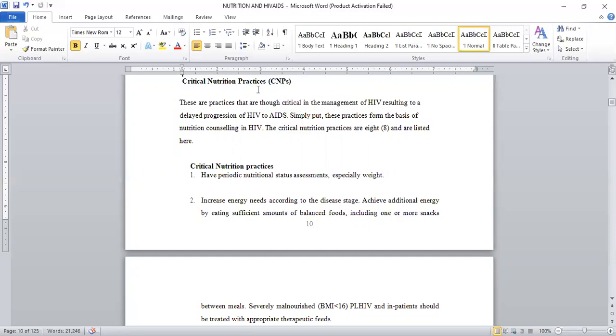You must talk to your client about these CNPs. There are 8 of them. The critical nutrition practices are 8. So which are these critical nutrition practices?